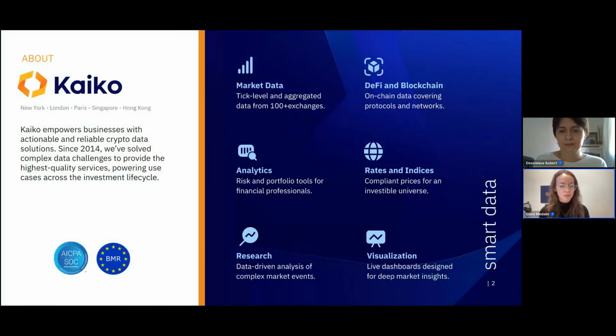Kaiko is a crypto data provider. We have been around since 2014, and today we offer 6 main services. The first is our market data. This is really our flagship product suite. It is tick level and aggregated data from more than 100 centralized exchanges. We also offer DeFi and blockchain data from the most liquid protocols and networks. We have analytics such as implied volatility and value at risk. And then finally, rates and indices. These can be used as the foundation for financial products.